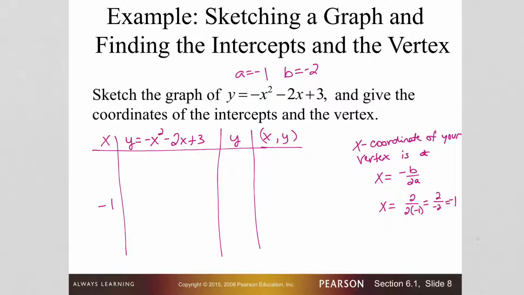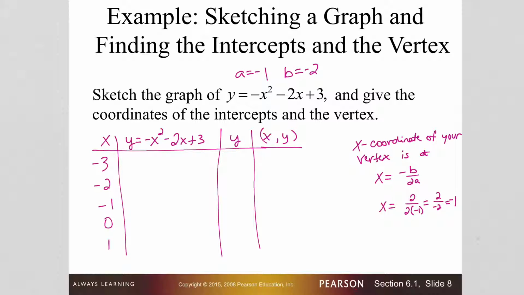So to find my y-coordinate, I have to put negative 1 into this equation and see what I get out. I do recommend that you do at least 2 or 3 points on either side of that vertex. So what x value would be to the left of negative 1? Well, to the left of negative 1 on the x-axis is negative 2. To the left of that is negative 3. Now I want to do 2 more, but I'm going to make those on the right of the vertex. To the right of negative 1 is 0. To the right of that is 1.